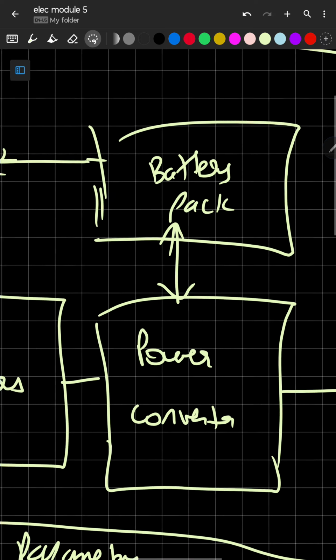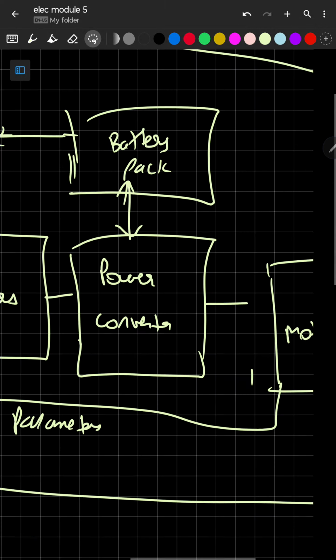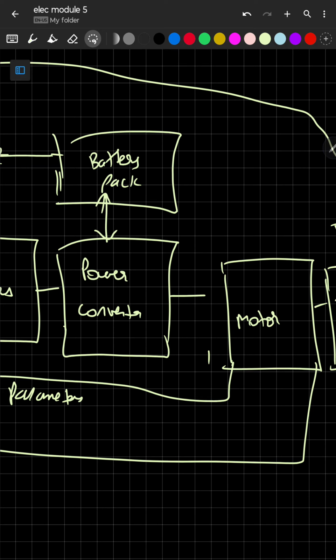Next, let's study the power converter. The power converter will transmit the power from the battery to the motor. That is also a function. It also does regenerative braking. When brakes are applied, the power converter in turn supplies the electrical energy back to the battery pack.